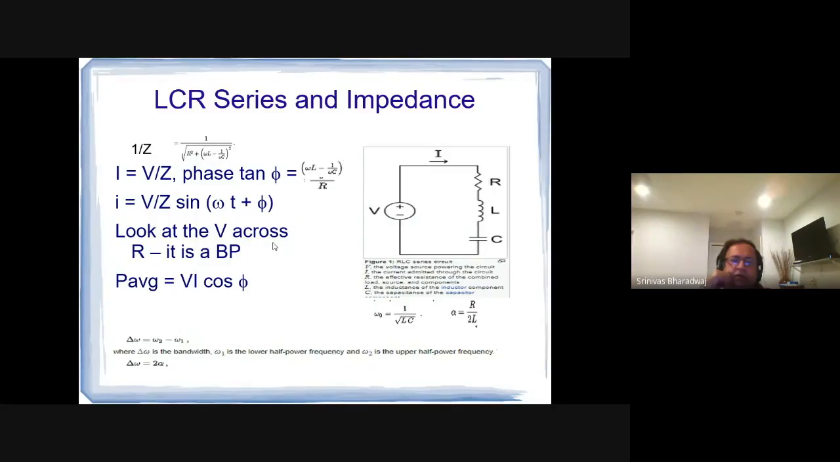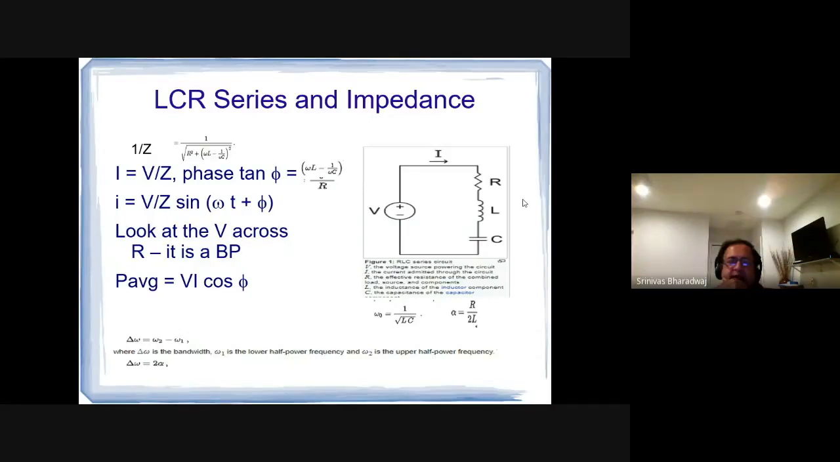Look at the V across R. What is the voltage across the resistor? The voltage across a resistor will be a band pass. So what does that mean, band pass? Band pass is like there is a bandwidth, right?